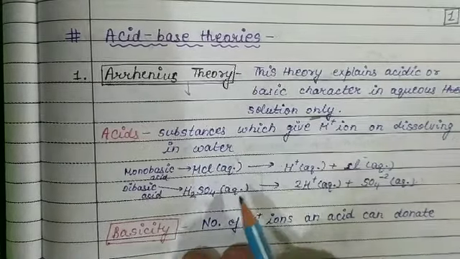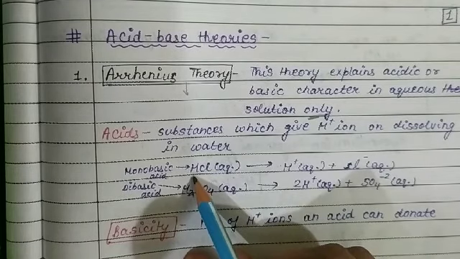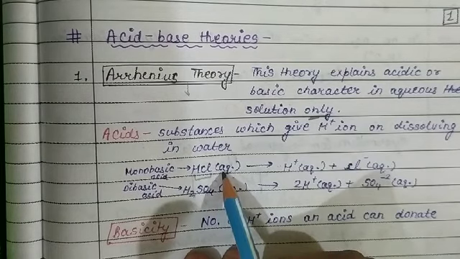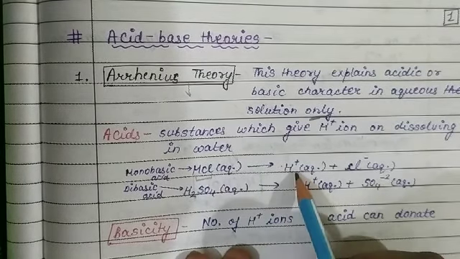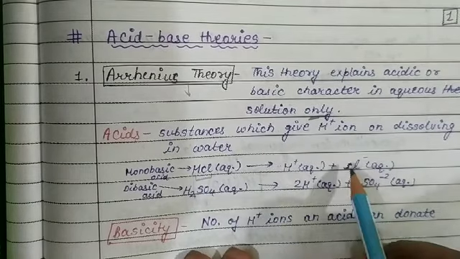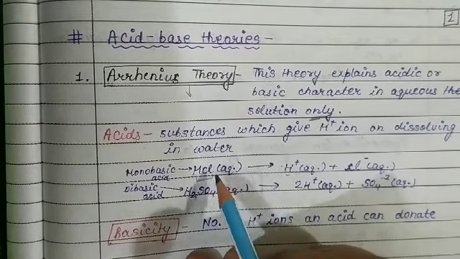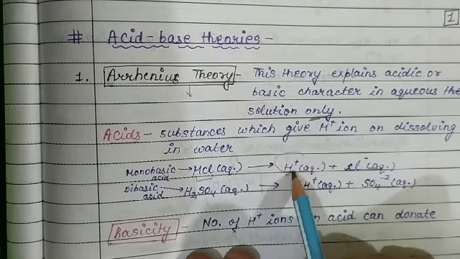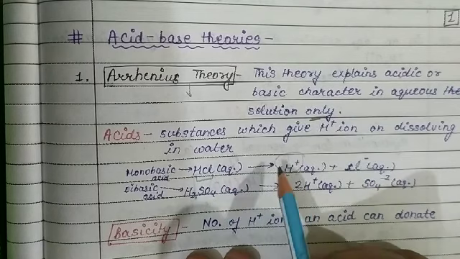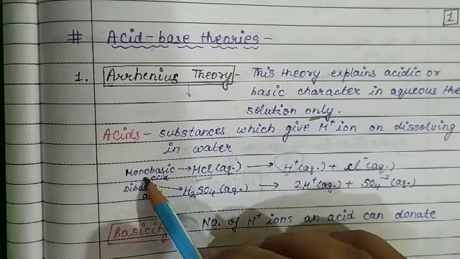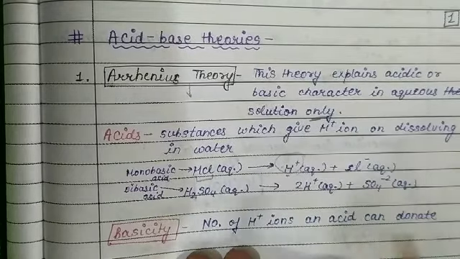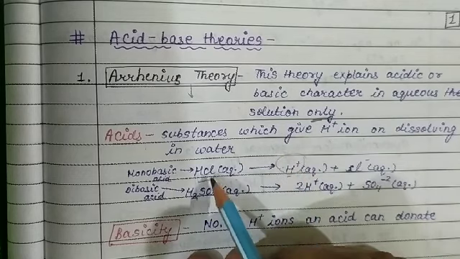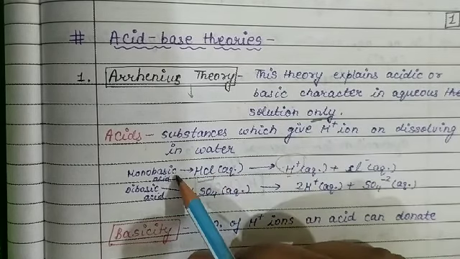For example, when HCl is dissolved in water, it is aqueous HCl. Aqueous HCl will dissociate into H plus ion and Cl minus. As only one H plus ion is furnished by HCl, this is a monobasic acid. Basicity of this acid is 1, therefore it is called monobasic. For acids we count basicity, and for bases we count acidity.